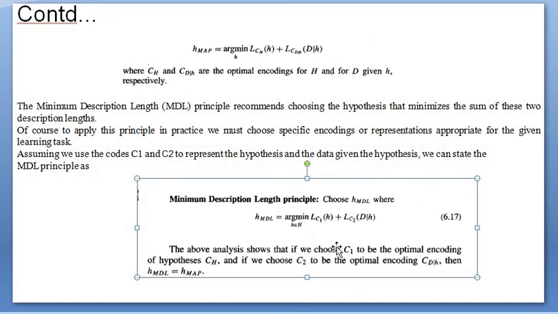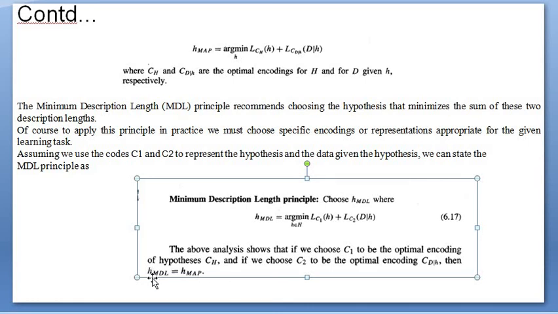So in the above analysis, it shows that if we choose C1 to be the optimal encoding of the hypothesis, C of H, and if we choose C2 to be the optimal encoding of C of D given H, then H_MDL is equal to H_MAP. So instead of writing C of H, we can write it as C1, and C of D given H we can write as C2, because he assumes that C1 is the optimal encoding for C of H and C2 is the optimal encoding for C of D given H. So if we rewrite this equation, then it becomes like this.